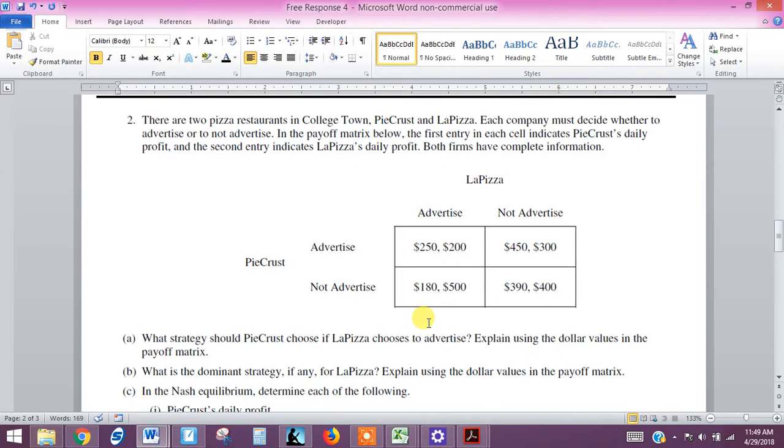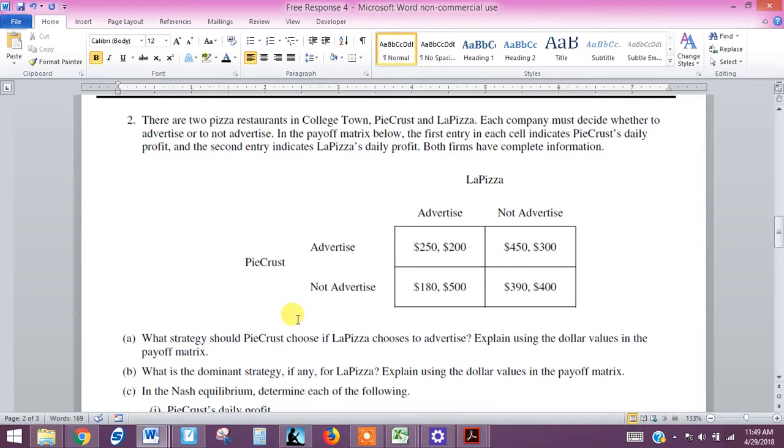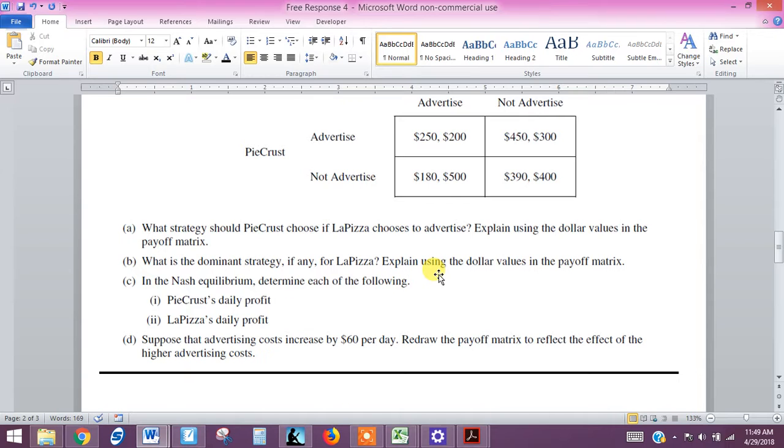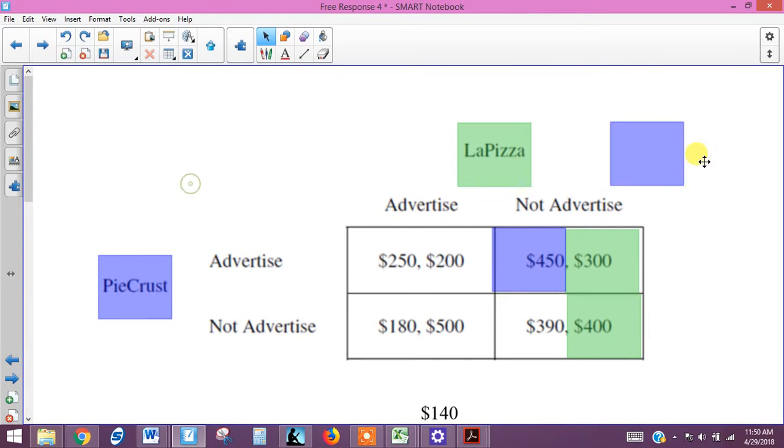Okay, we're still looking at question 2, free response 4 assignment, and we need to look at C and D on question 2. And this is going to take a little bit of explanation because I want to make sure you understand what Nash equilibrium is. So we're looking at figuring out where we would be here in the matrix if we reached what is termed a Nash equilibrium.